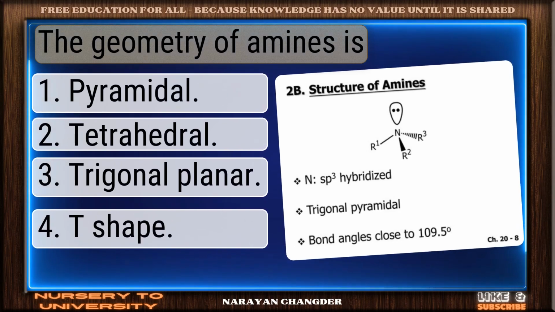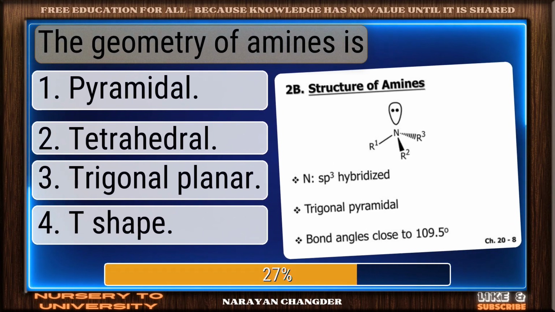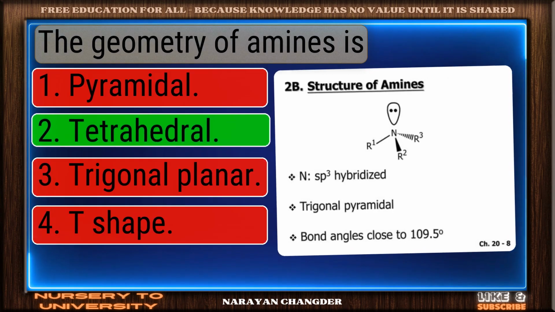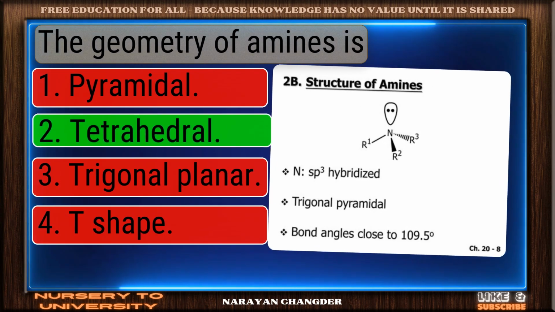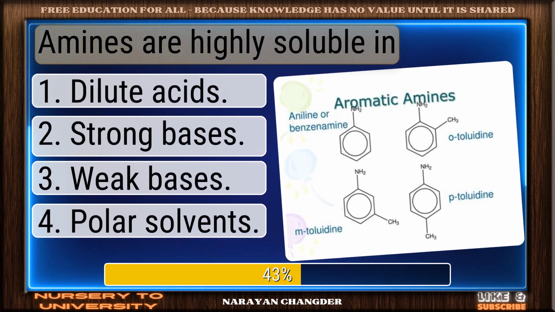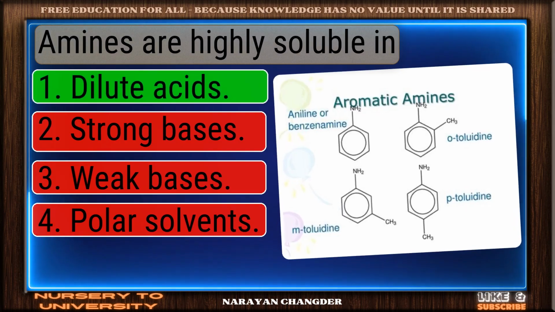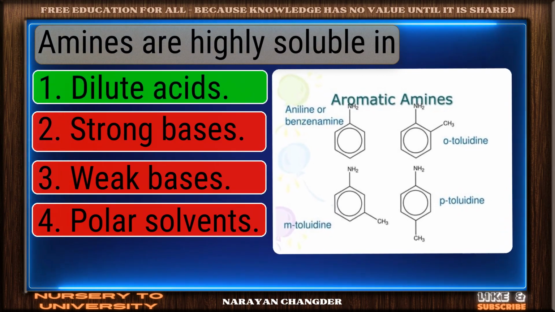Can you solve all these amines questions? The geometry of amines is... You got it? Your choice, tetrahedral, is right. Amines are highly soluble in... Excellent choice. Dilute acids is the right answer.